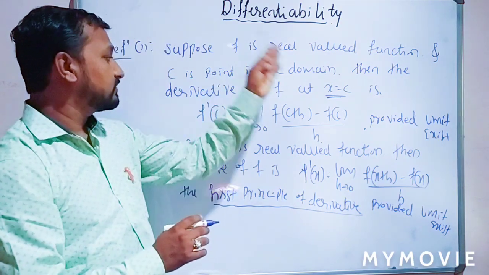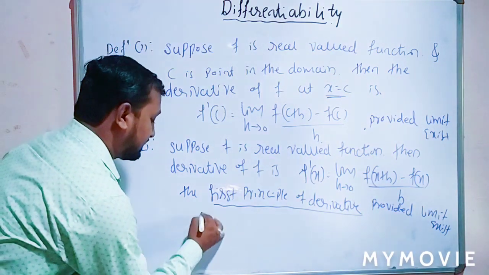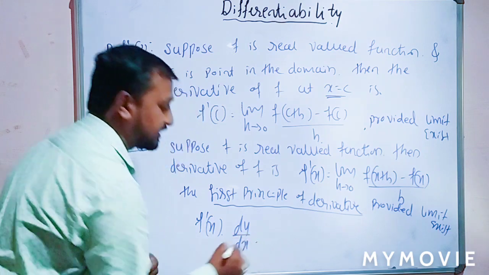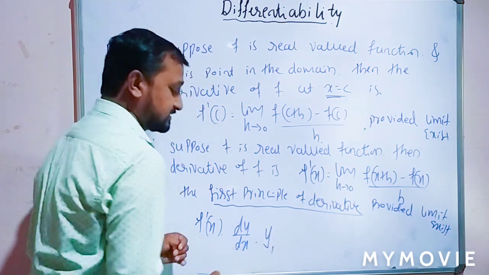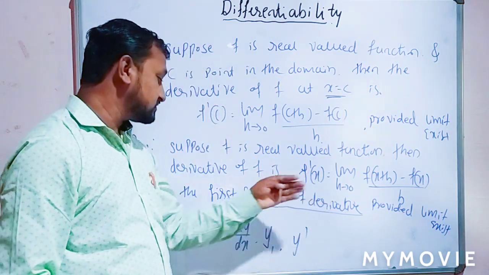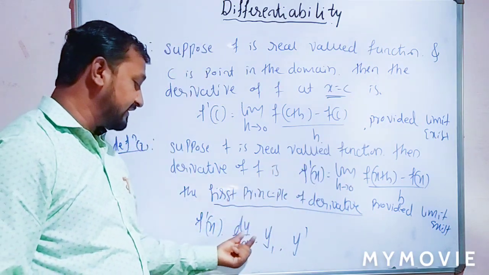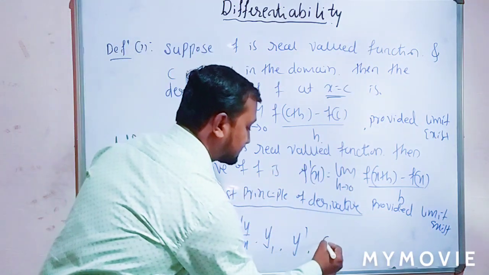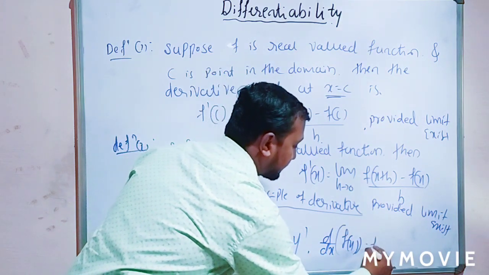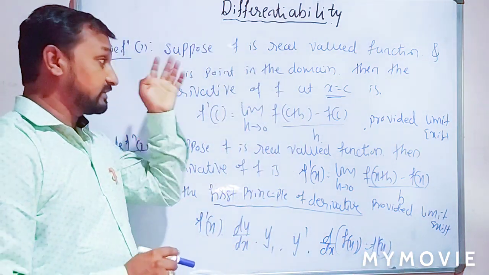Is that clear? So already we know these two definitions. The derivative is also denoted by f dash of x. This is also derivative: dy by dx. y1 is also said to be the derivative, and y dash is also. This is the first order derivative: f dash of x, d by dx of f of x. Both are the same.